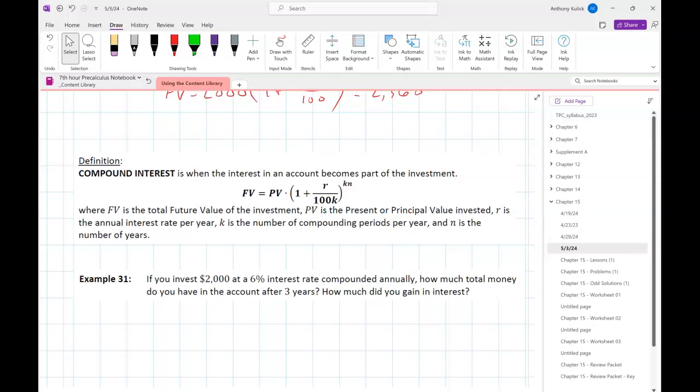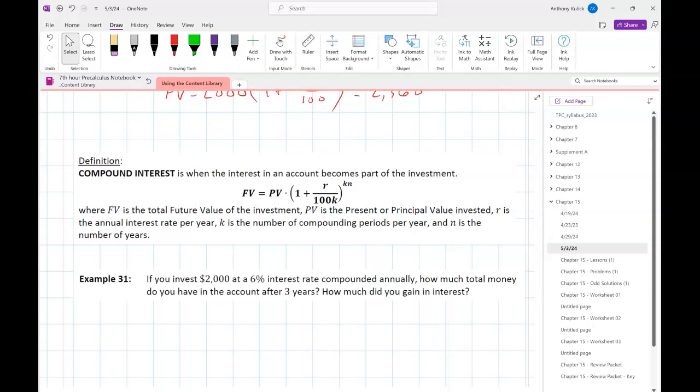If it was compounding weekly, K would be 52, 52 weeks in a year. If it's semi-annually, K would be 2, twice in a year. Biannually would be twice, or every 2 years. That'd be weird. Or if it was quarterly, K would be 4, right? 4 quarters in a dollar.